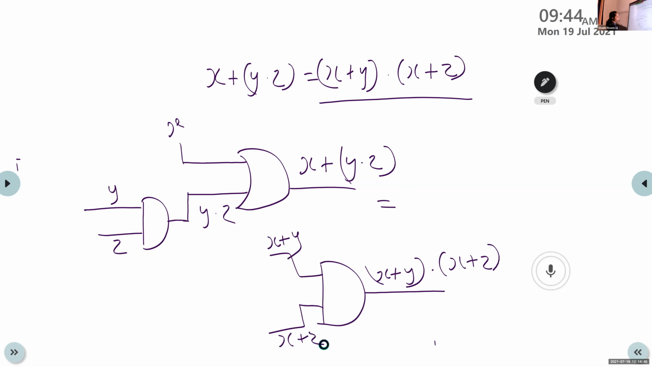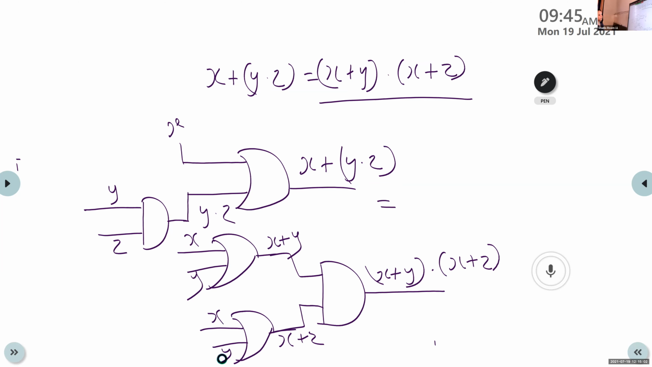How can we draw X plus Y? OR operator. So it is an OR operator, the inputs are X and Y. Here also the OR operator, X and Y. Okay.